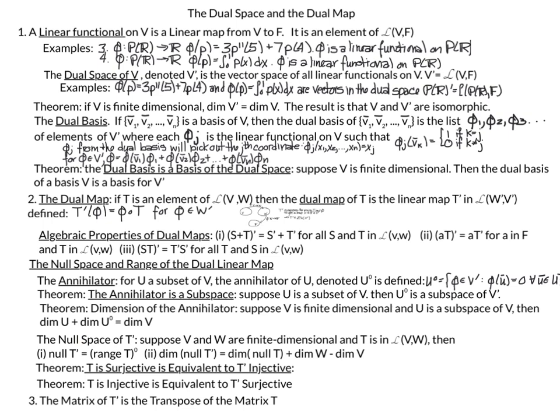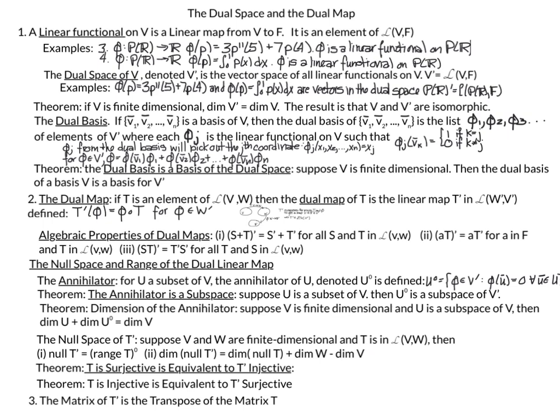We'll look at the null space of the dual map T bar. Suppose V and W are finite dimensional and T is in the set of linear maps from V to W. Then 1, the null space of the dual map is equal to the annihilator of the range of T. 2, the dimension of the null space of the dual map is equal to the dimension of the null space of T plus the dimension of W minus the dimension of V.